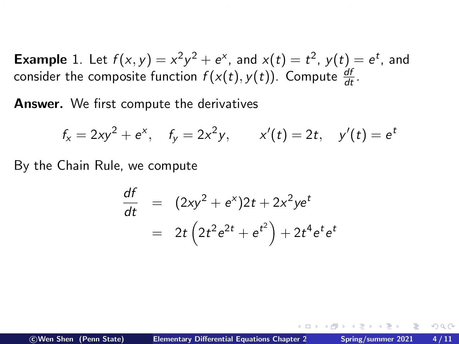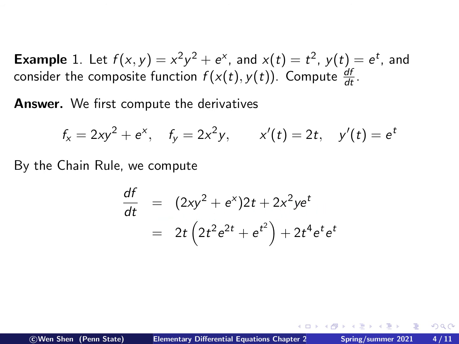Okay, now we can use that chain rule formula and do the computation. df/dt would equal f_x times x'(t), so f_x, this is the term here, and x'(t) is that term, plus f_y, which we put here, and y'(t), which we put here. So you can just put those in and immediately get this expression.